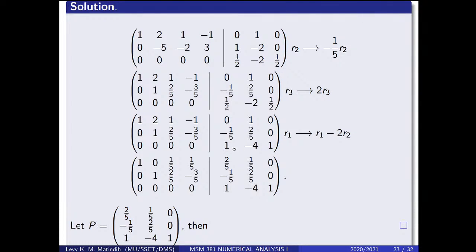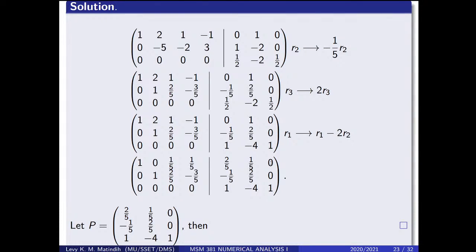Then from here, what we need to do now is we look at row 1. From row 1 we subtract 2 times row 2. What we're going to get is 1, 0, 1 over 5, 1 over 5, then 0. Then here we're going to get 2 over 5, 1 over 5, 0.